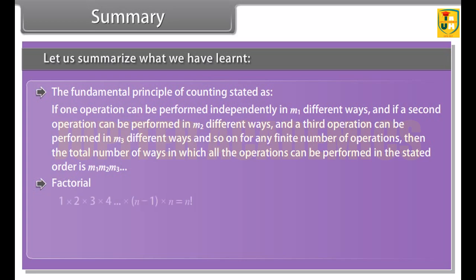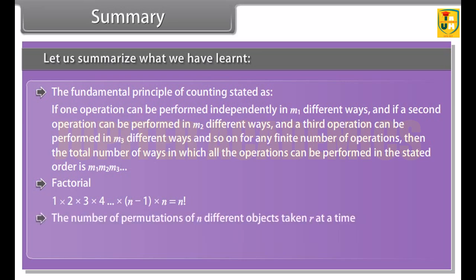Factorial: 1 into 2 into 3 into 4 up to (n minus 1) into n is equal to n factorial. The number of permutations of n different objects taken r at a time, nPr is equal to n factorial by (n minus r) factorial, 0 is less than or equal to r is less than or equal to n.